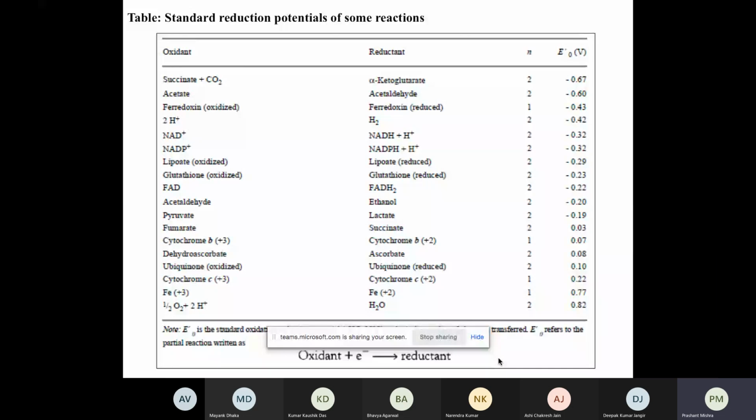So this is a very simple oxidation reduction couple, which shows how the electrons are flowing from NADH, which has very high electron donating potential, to molecular oxygen, which has high electron accepting potential.